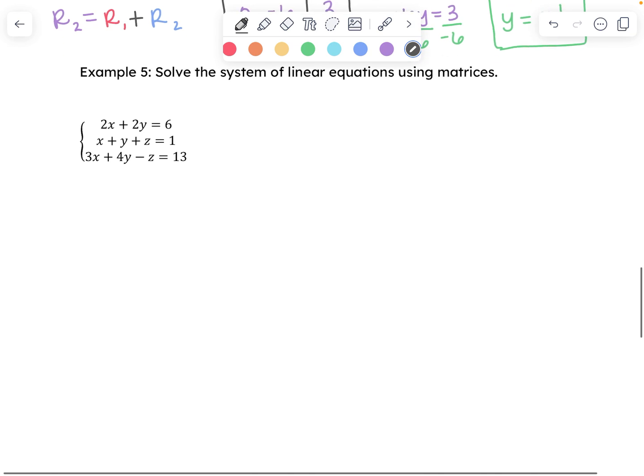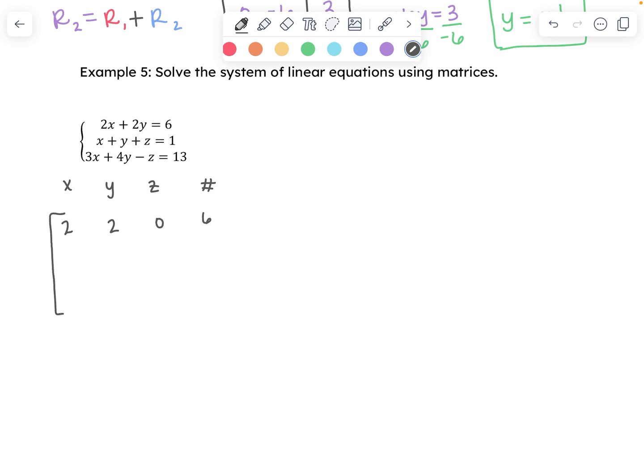If I set up my matrix, remember we need our x column, y column, z column, and then what it's equal to over here. So for my first one, I have 2x, 2y. I don't have any z's, and then it's equal to 6. The next one I have 1x, 1y, 1z, it's equal to 1. And then 3x, 4y, -1z, it's equal to 13.